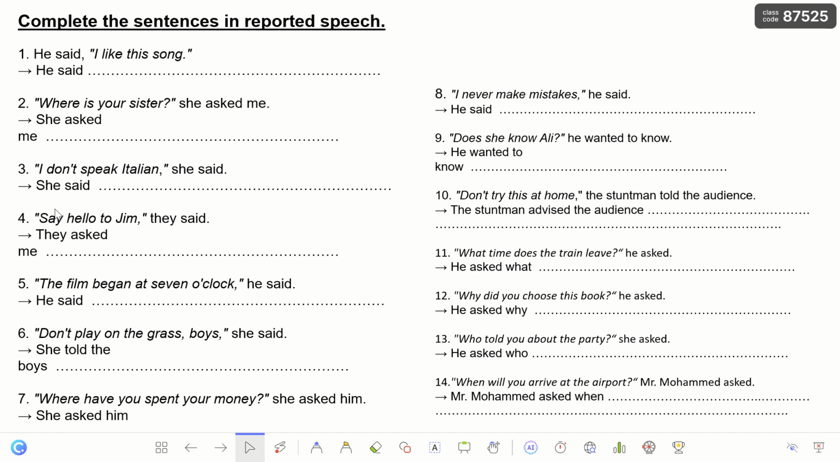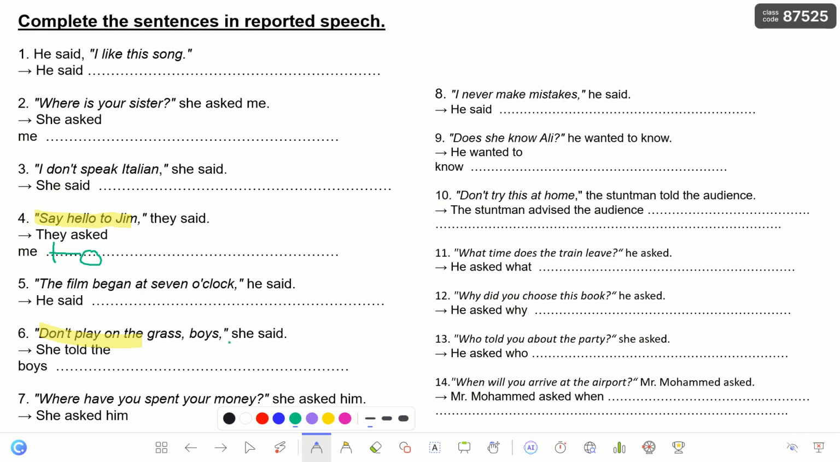Say hello to Jam. This is an order. They asked me to say. If a sentence starts with an imperative verb or order like this, we add here to. They asked me to say hello to Jem. Okay, the film began at 7 o'clock. He said that the film had begun because we backshift.